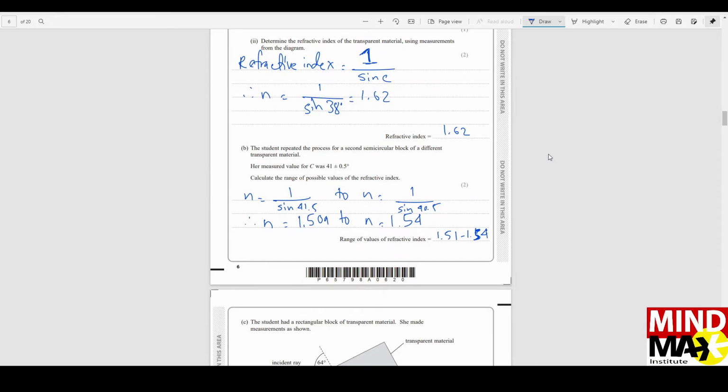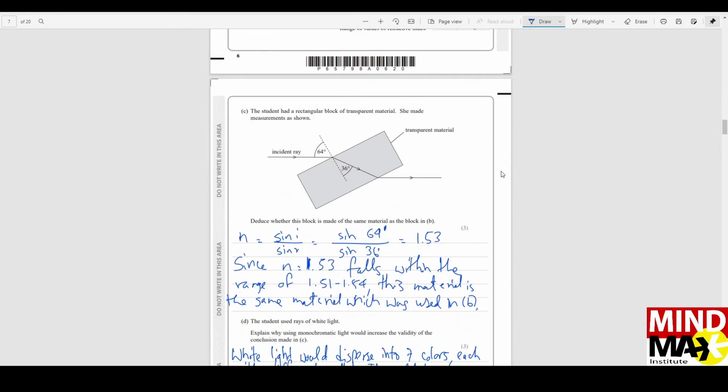So here this is another semicircular block of a different transparent material, and the measured value of the critical angle was 41 plus minus 0.5. So it was either 41.5 or 40.5, right? So let's say we use 40.5 once, we use 41.5 once, and we will get two different values of refractive index. So it ranges from 1.509 up to 1.54. That's what I wrote.